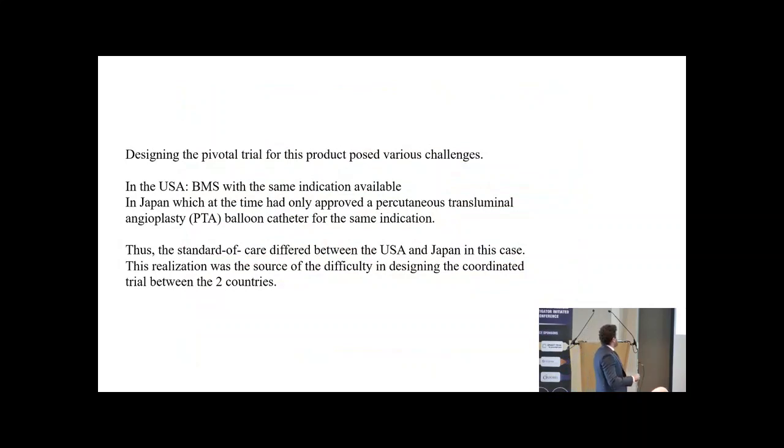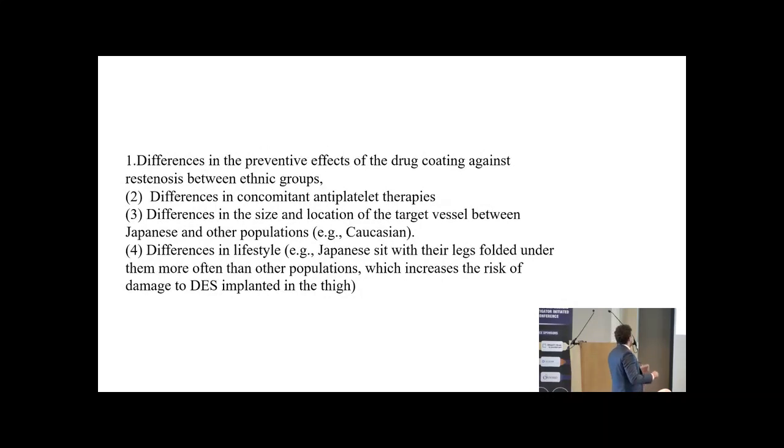Yeah, for the US BMS, the standard of care in Japan was different at that time. Also, the regulators looked into three things to approve the device in Japan. First, they looked at whether there are concomitant drugs or other therapies that could interact with a drug-coated device. And they wanted to know if there is a difference in size and location of the target vessels between Japanese and other populations. And they wanted to look at differences in lifestyle.